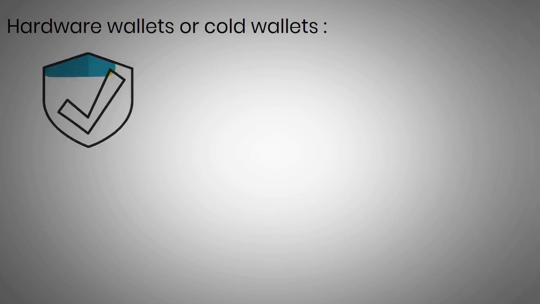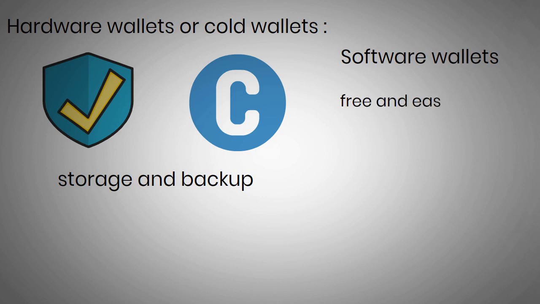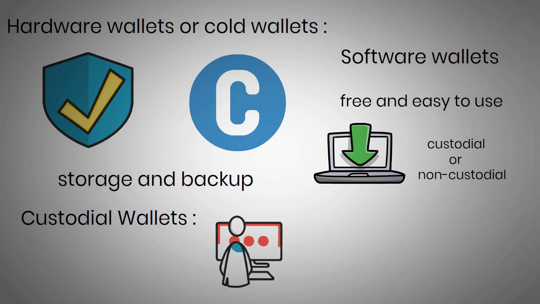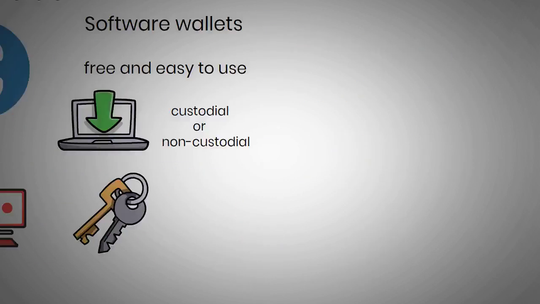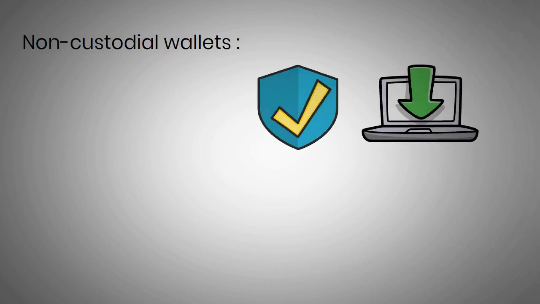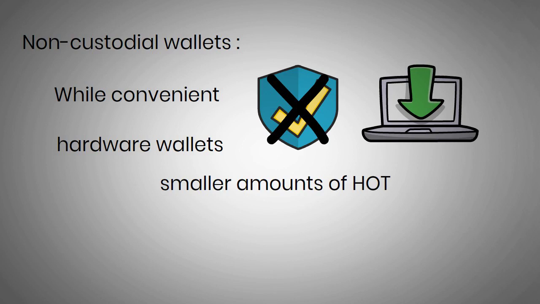Hardware wallets or cold wallets like Ledger or Trezor provide the most secure option for storing cryptocurrencies with offline storage and backup. Software wallets offer another option and are free and easy to use. They are available to download as smartphone or desktop apps and can be custodial or non-custodial. With custodial wallets, the service provider manages and backs up the private keys on your behalf. Non-custodial wallets use secure elements on your device to store the private keys. While convenient, they are seen as less secure than hardware wallets and may be better suited to smaller amounts of HOT or more novice users.